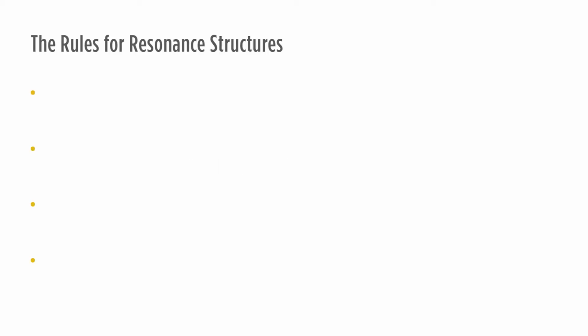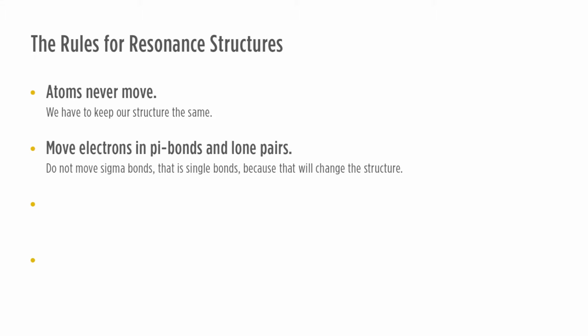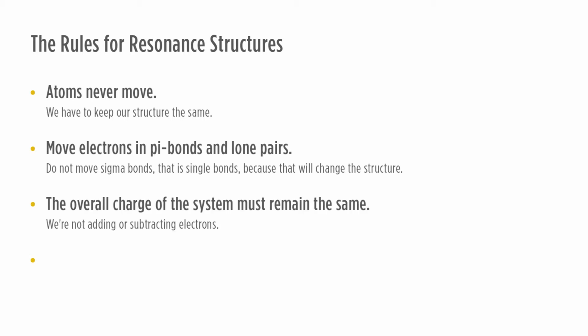The rules for resonance structures. Atoms never move. We have to keep our structure the same. Move electrons in pi bonds and lone pairs. Do not move sigma bonds, that is, the single bonds, because that'll change the structure. The overall charge of the system must remain the same. We're not adding or subtracting electrons.